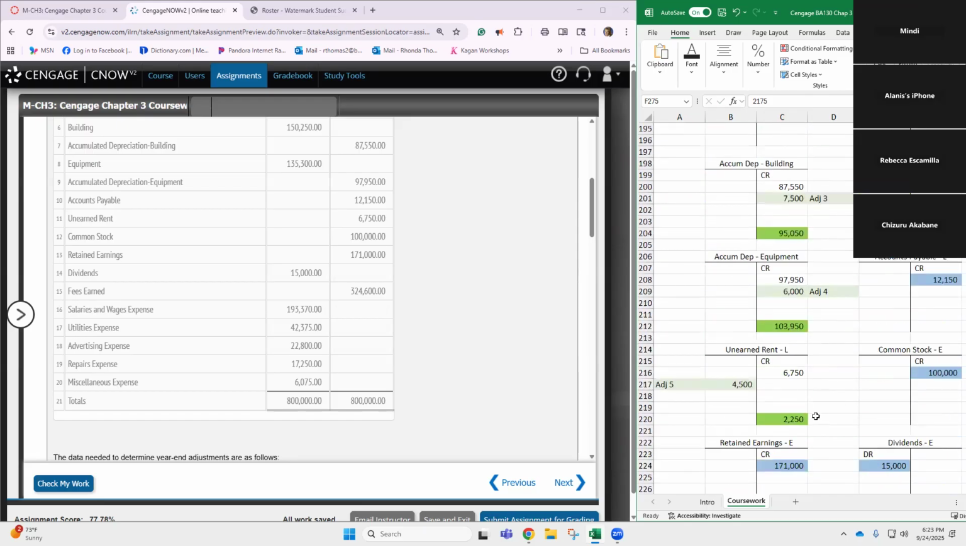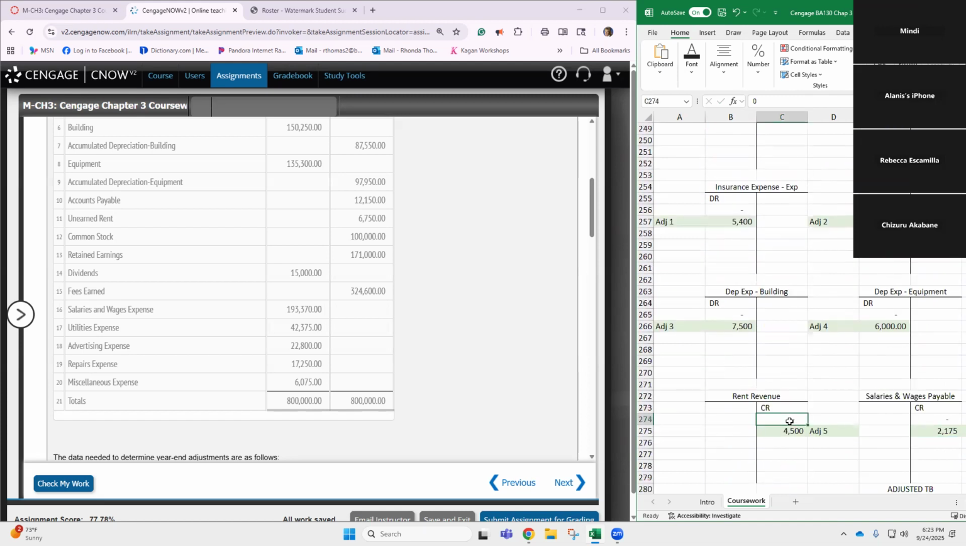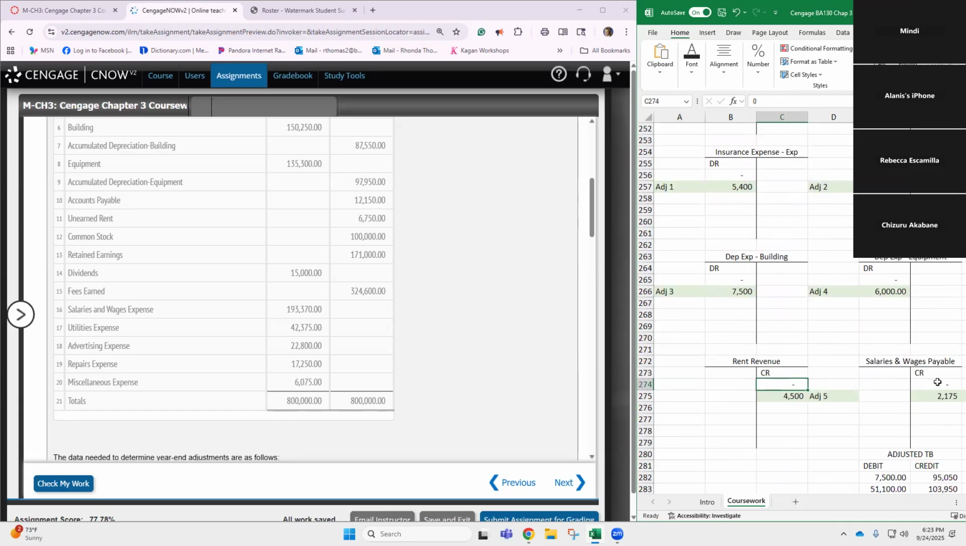So the rent revenue and what else started? The rent revenue will have a 0, and it should be on the credit side because revenues go up with a credit. Your liability is called salaries and wages payable. I may have abbreviated a little bit, but it should be with the rest of your payables. It's going to have a 0 balance.